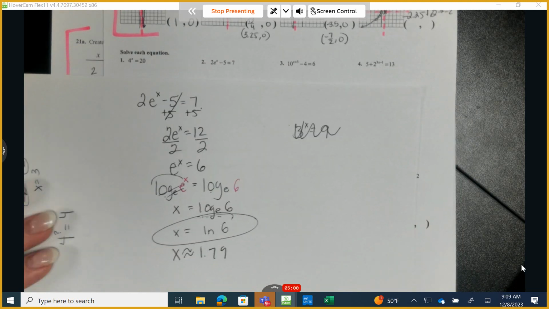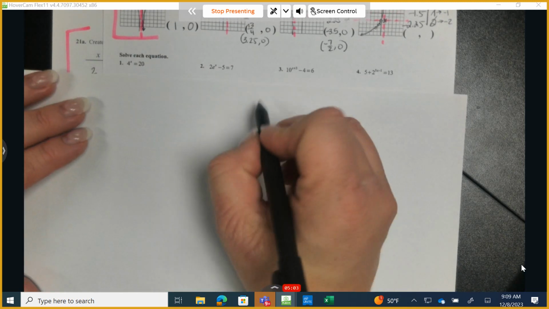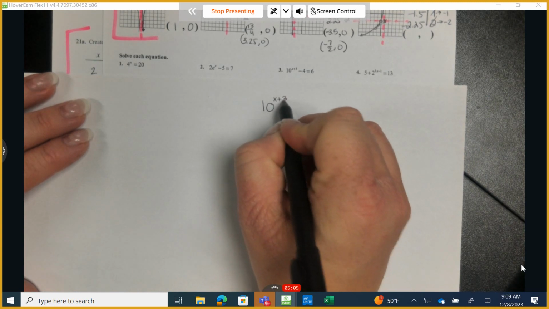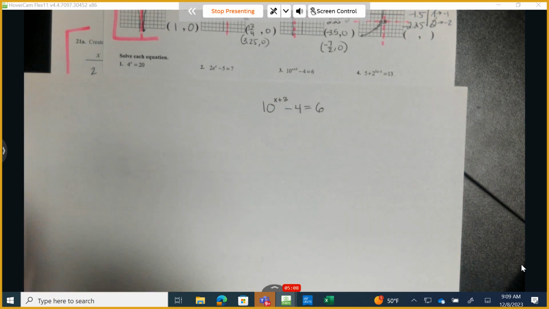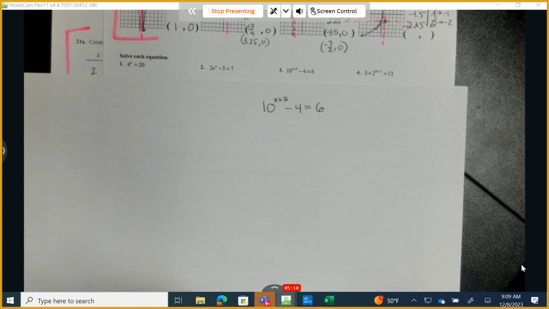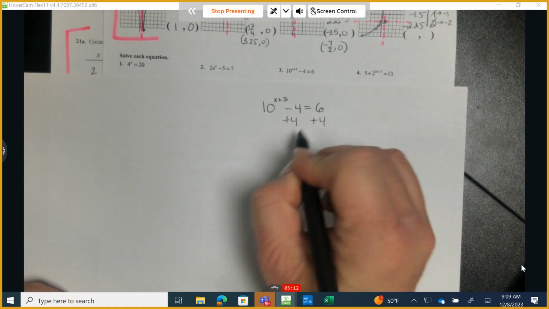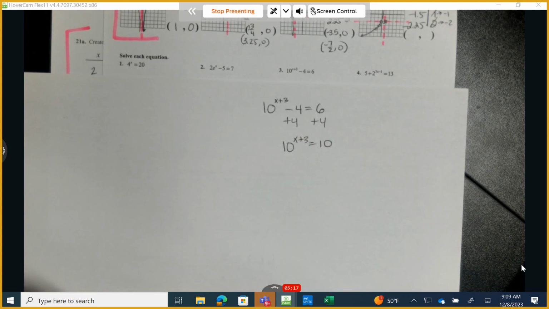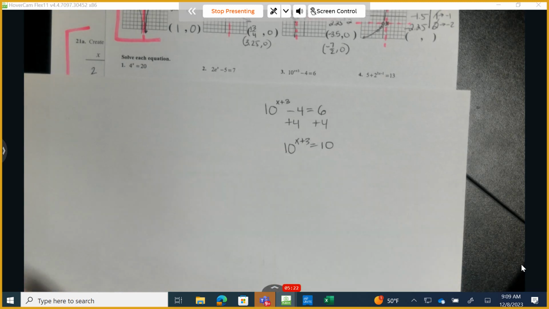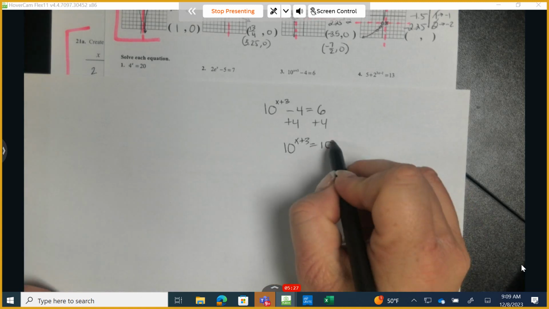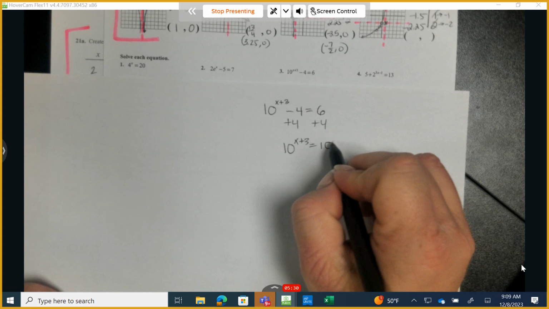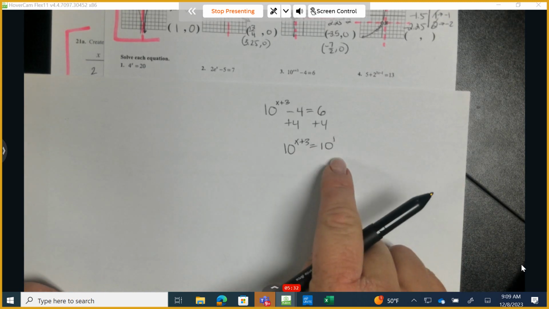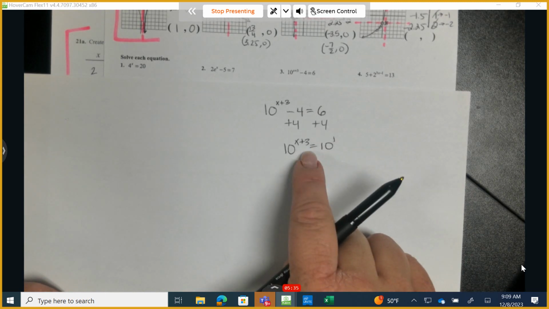Let's look right now at number 3. I first want to isolate the 10, so I'm going to add 4 to both sides. Okay, now what is the exponent on the 10 on the right-hand side? Anybody? What is right here that I don't see? There's a number. A 1.